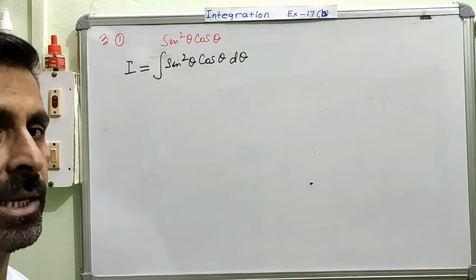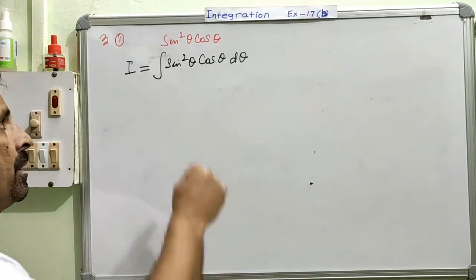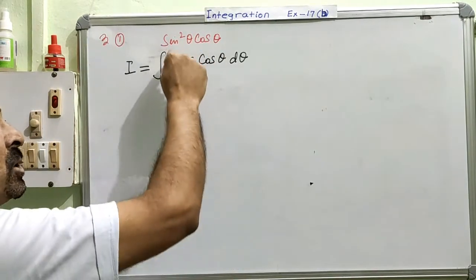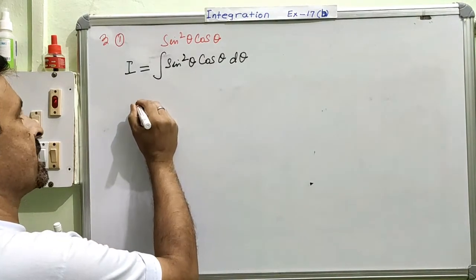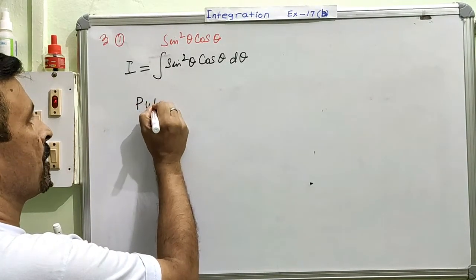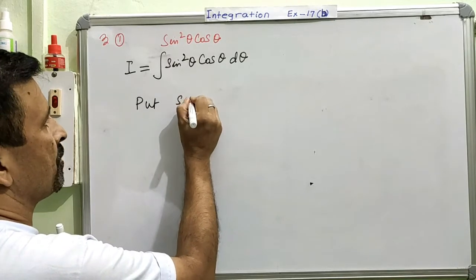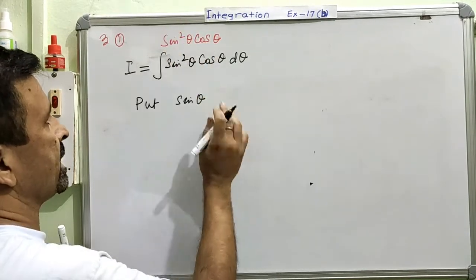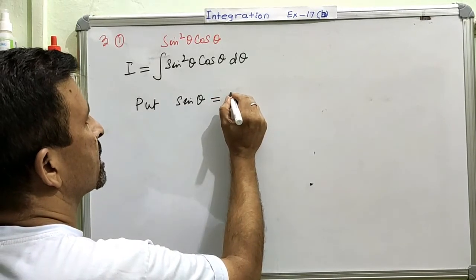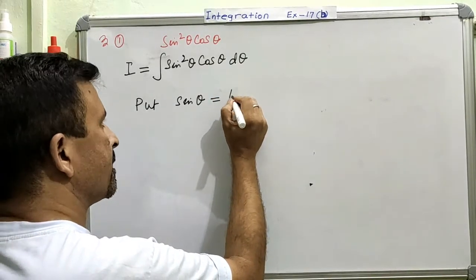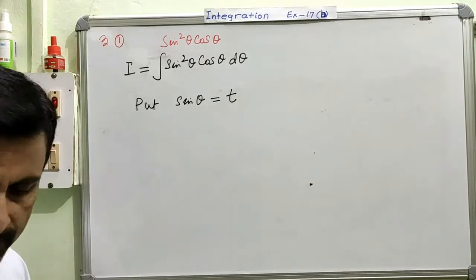So what do we do in the substitution method, see now. Now from these two, which one is the higher degree? The higher degree is sine. So we can say, put sine theta, don't take the degree, sine theta, right, is equal to something called, suppose, t. You can assume this sine theta as anything.